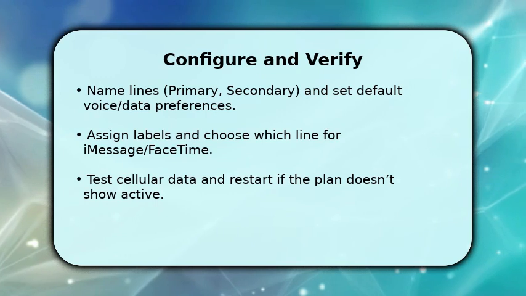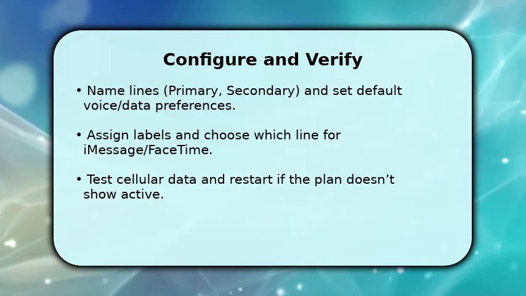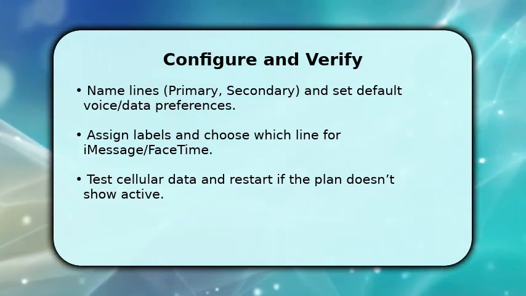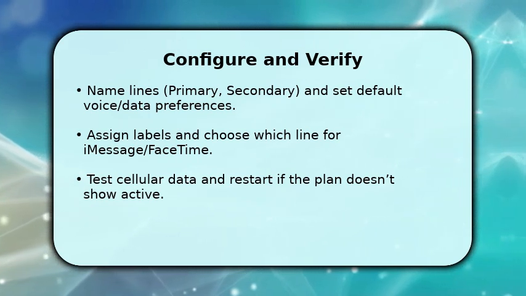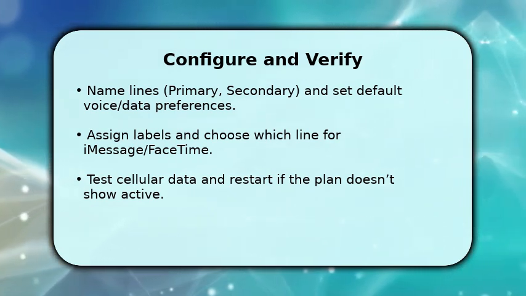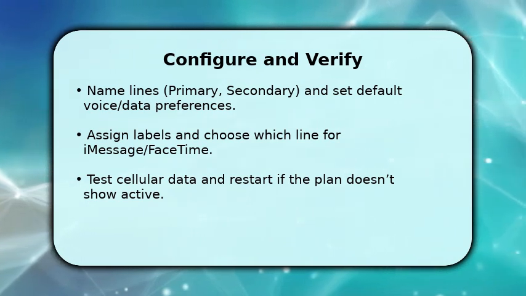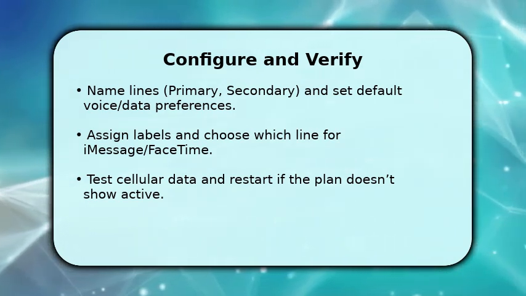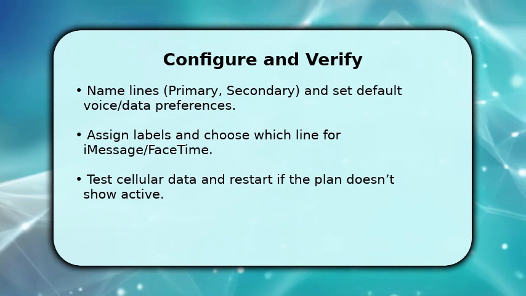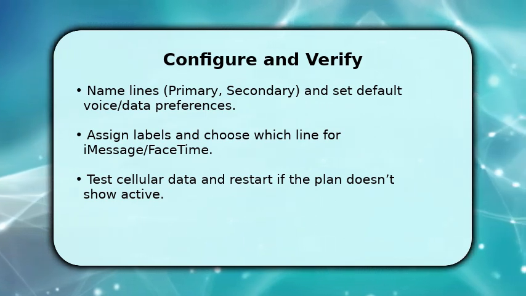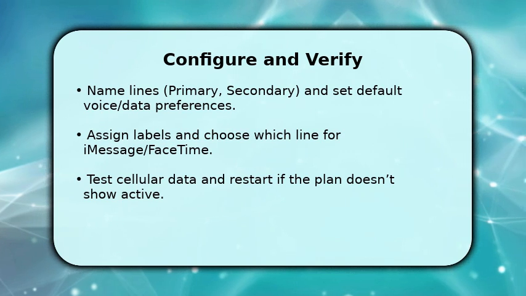Once the eSIM is added, you must configure how it's used. Select which line handles voice, text, and data. Tap Cellular Plans, pick the new plan, then choose a label and set it as primary or secondary. For data, select the line under Cellular Data. For voice, set Default Voice Line if needed. If you use iMessage or FaceTime, go to their settings to pick the number.